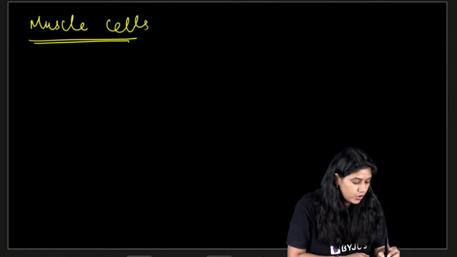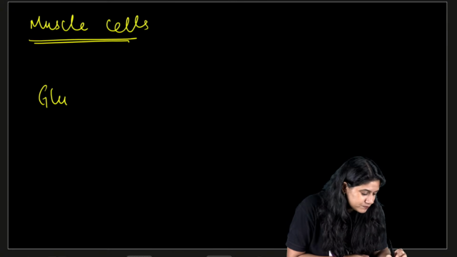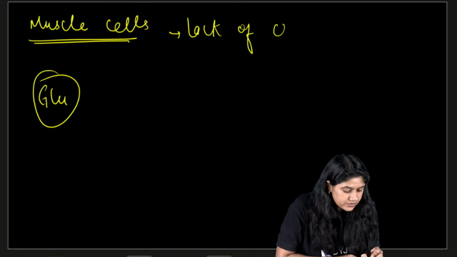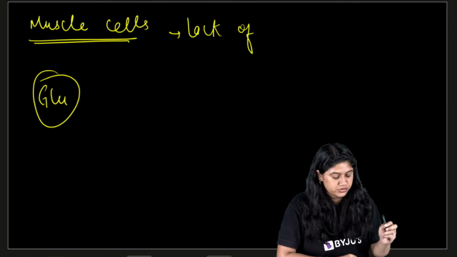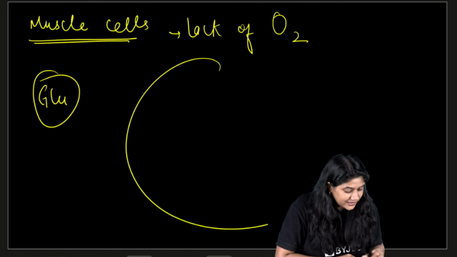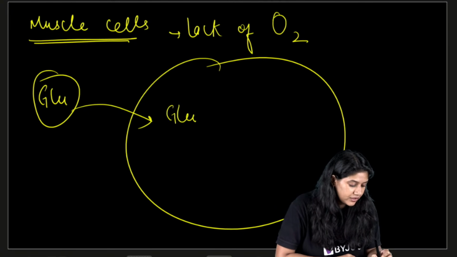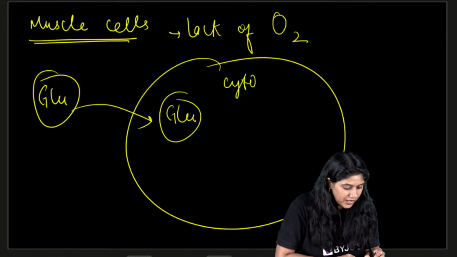What will happen? So we have the glucose. In muscle cells, let me write lack of oxygen. Inside the cell, what will happen? Glucose will enter into the cytoplasm.